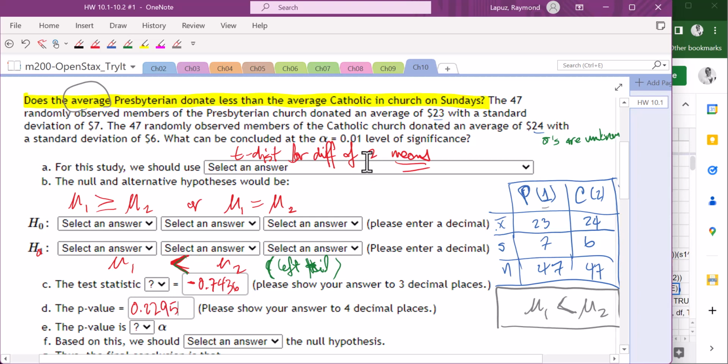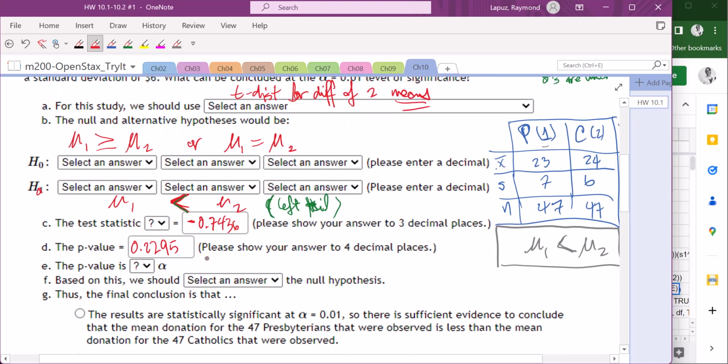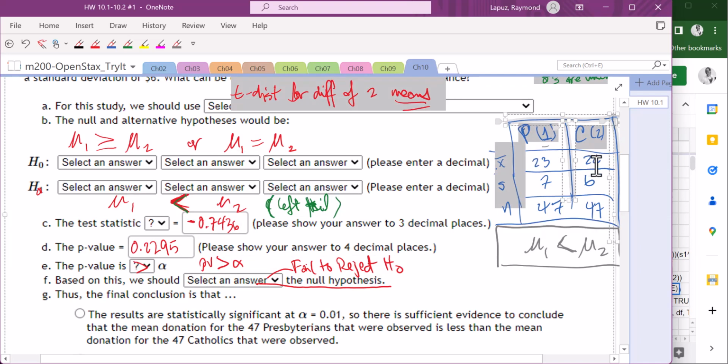Okay, so we're setting ourselves up for a small significance level of 0.01. So our p-value is clearly bigger than alpha. Because it's bigger, it's not small, so we're going to fail to reject, or do not reject, the null hypothesis. Okay, so we're failing to reject the null hypothesis.